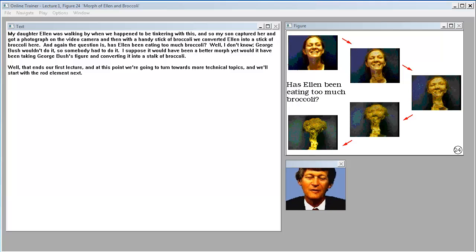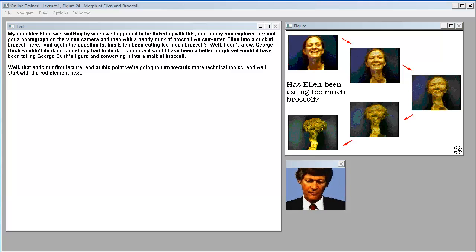My daughter Ellen was walking by when we happened to be tinkering with this, and so my son captured her and got a photograph on a video camera, and then with a handy stick of broccoli we converted Ellen into a stick of broccoli here. And again the question, has Ellen been eating too much broccoli? Well, I don't know. George Bush wouldn't do it, so somebody had to do it. And I suppose that would have been a better morph yet, would have been taking George Bush's figure and converting it into a stalk of broccoli.